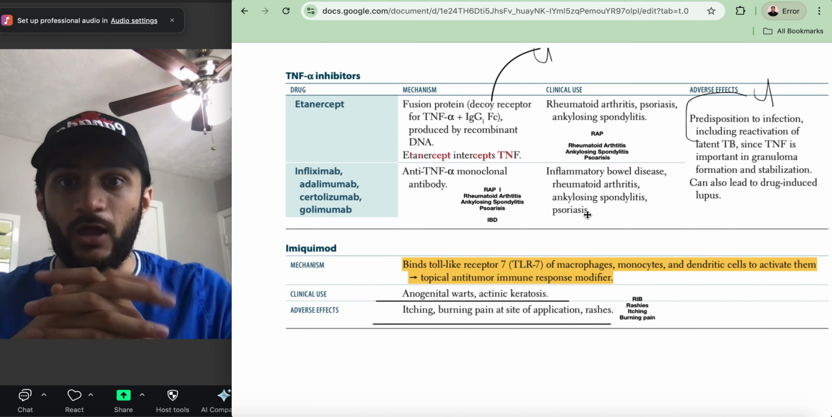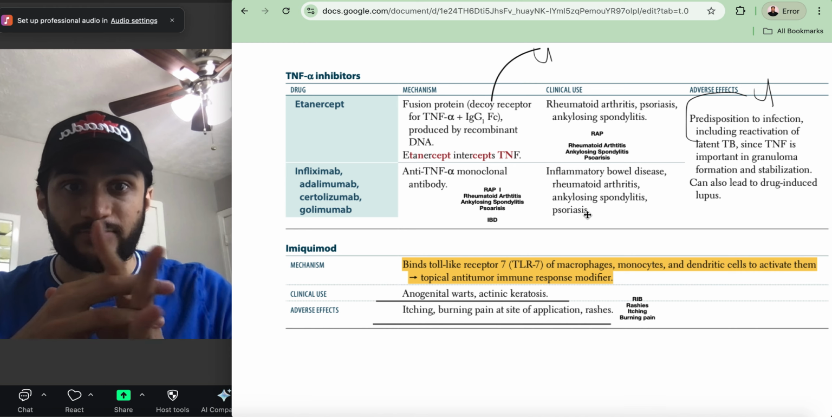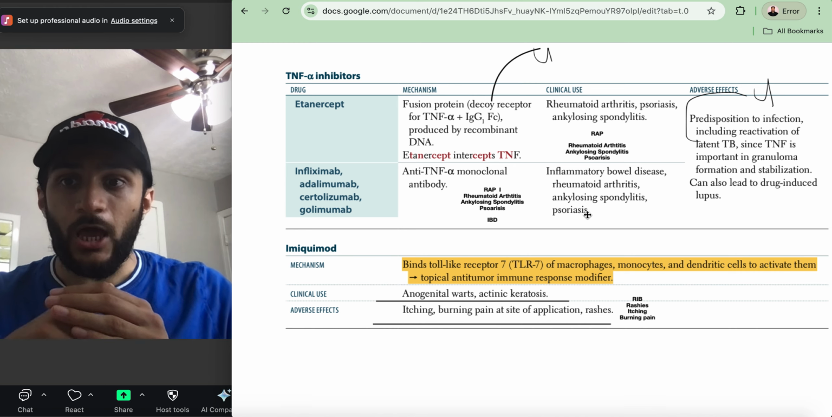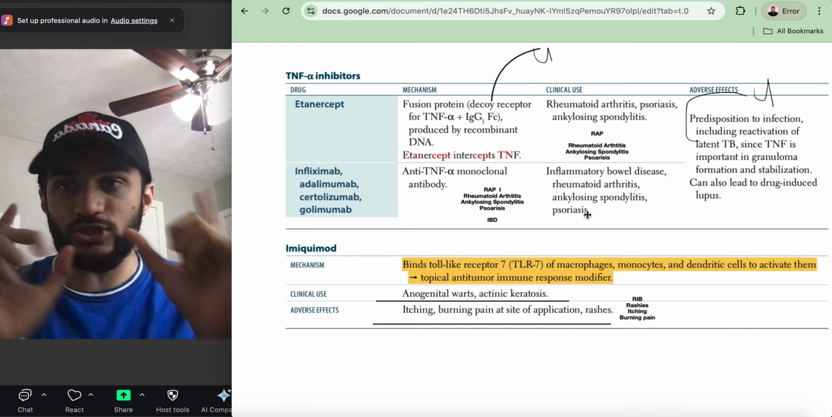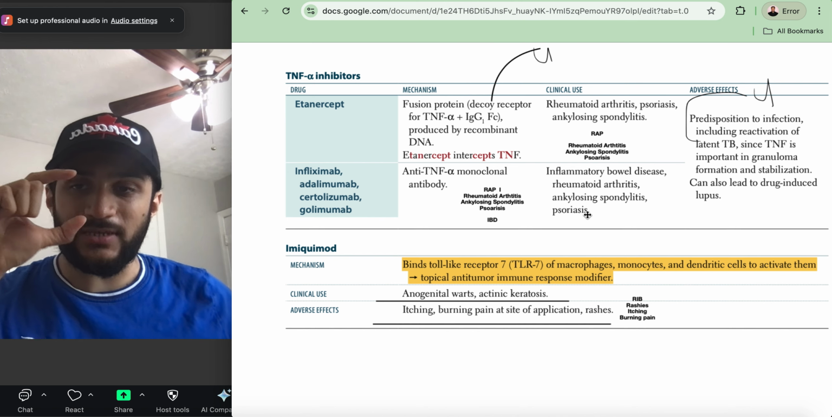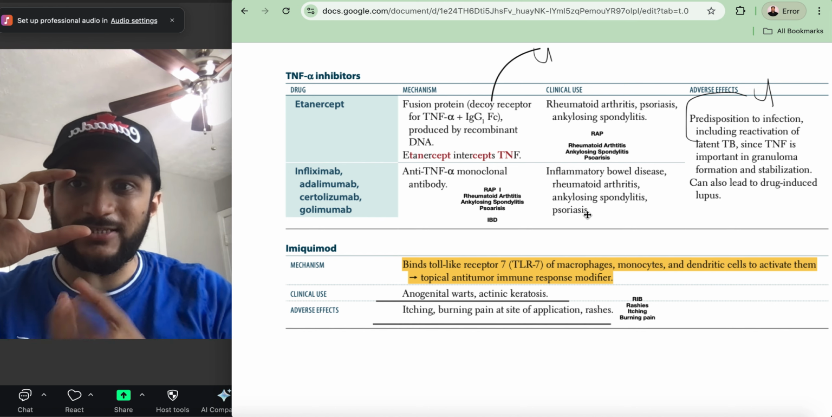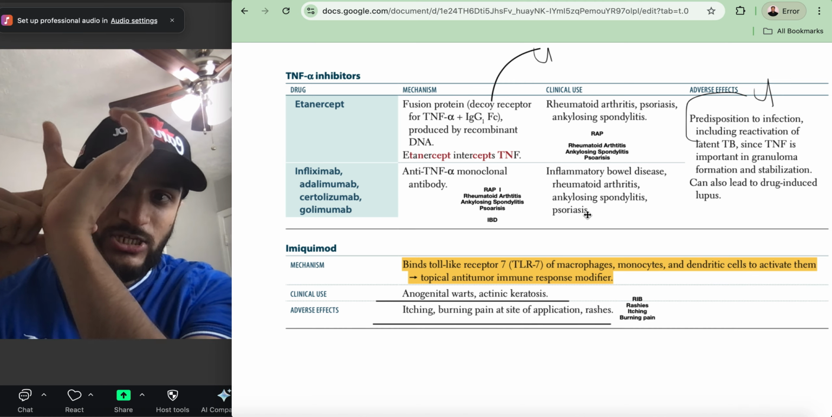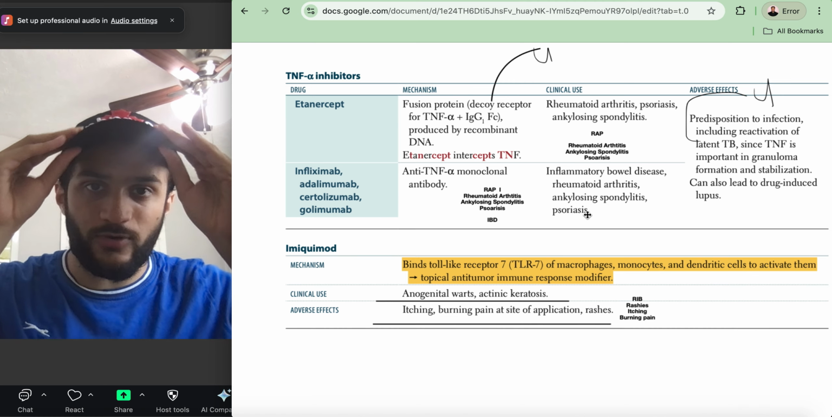And we can also have this for IBD. So etanercept is basically two things. It's an Fc portion, so I'll mention the Fc portion of the IgG, and then we have a TNF alpha receptor on top. Okay, so it's like a two-part thing. TNF alpha decoy receptor. So it's like a decoy.